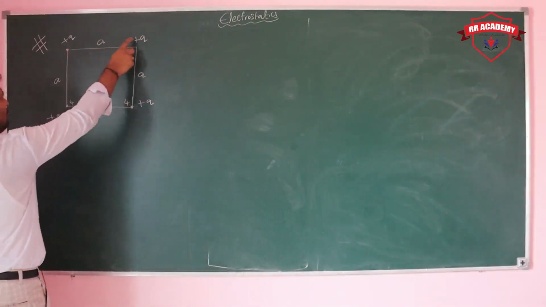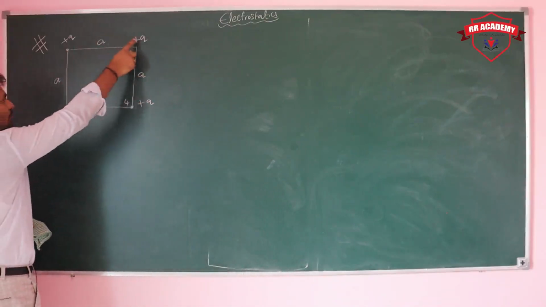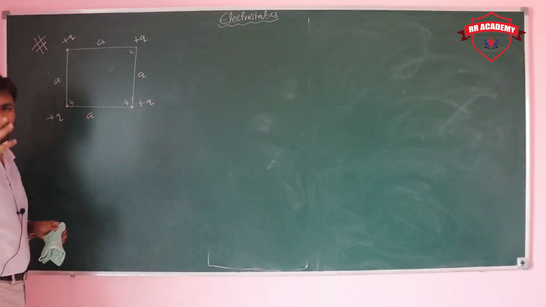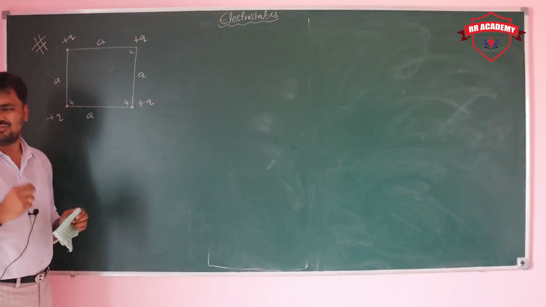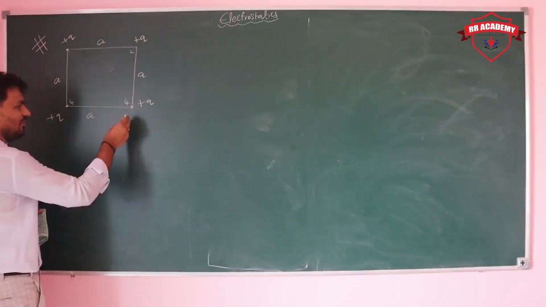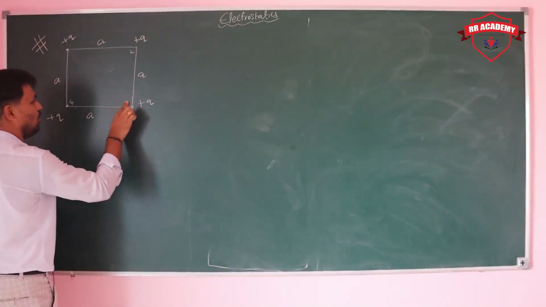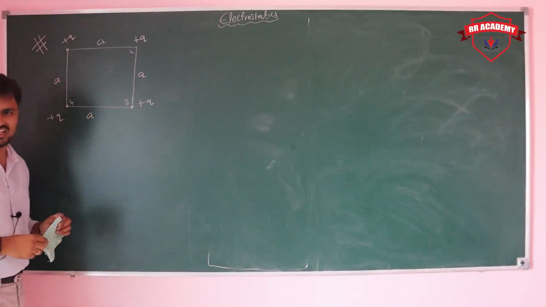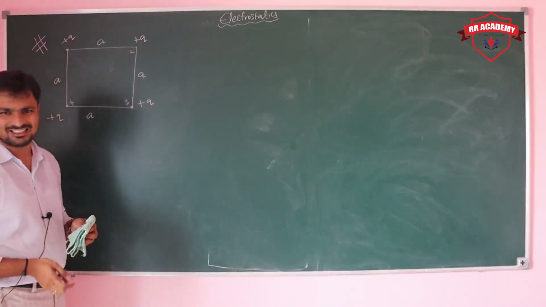Here we are considering 4 identical charges, Q, Q, Q and Q. The 4 identical charges are placed at the 4 corners of the square. Now, what is the force acting on charge 3?